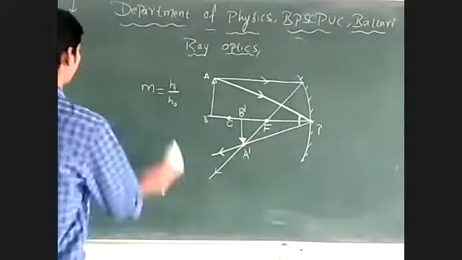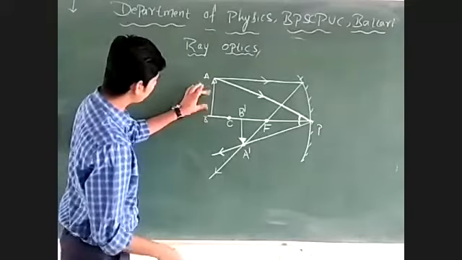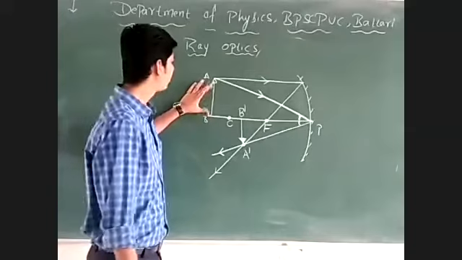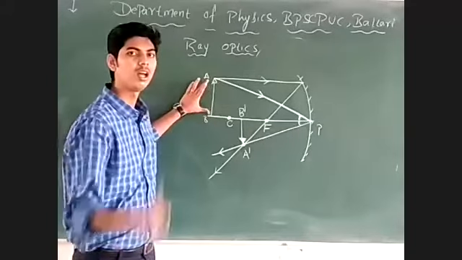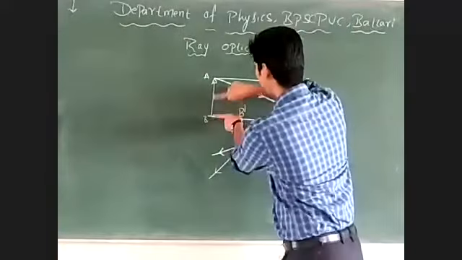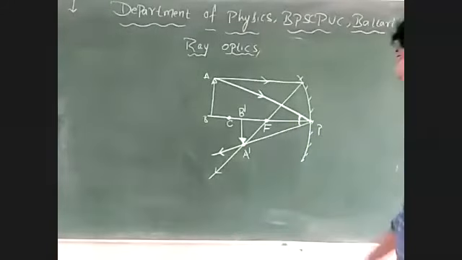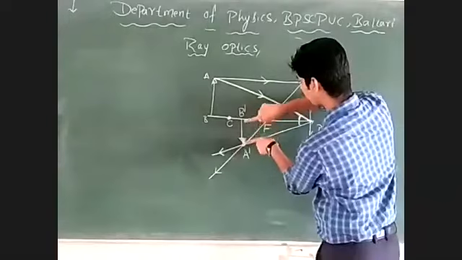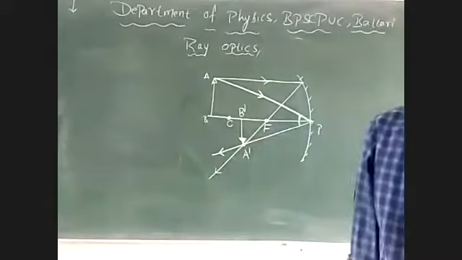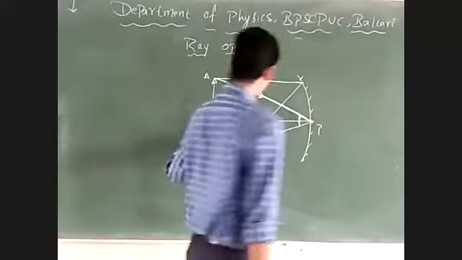Then how do we do it? What does AB represent? Whether it represents height of object or height of image. Object height or image height. AB represents height of the object. A dash B dash represents height of the image.